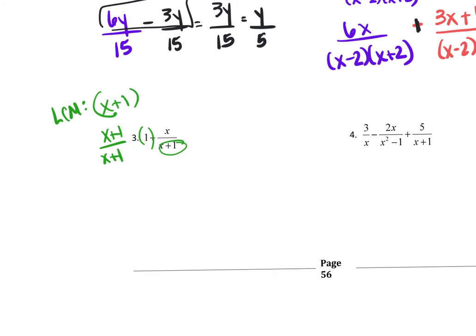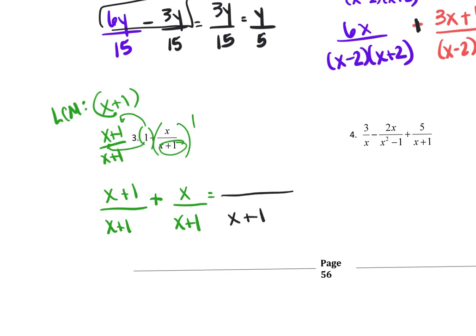So the top is just 1 times x is x, and 1 times 1 is 1, so that's x plus 1 over the denominator of x plus 1, plus, well, this one already has everything, so I'll just multiply by 1, x over x plus 1. The bottoms do not change, so that'll be x plus 1. Top is 2x plus 1. Can't be factored, so this is in the reduced form.